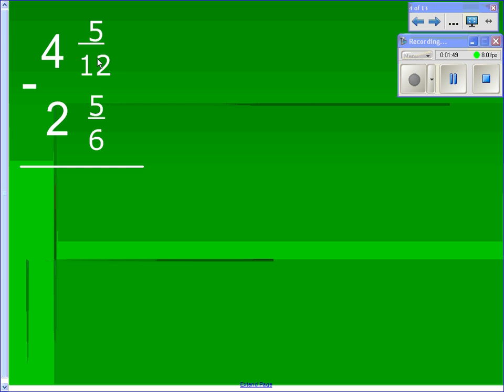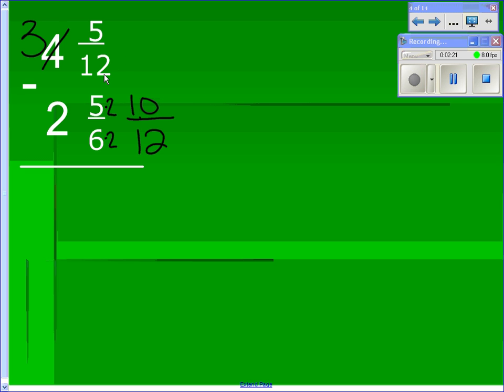So we don't have a common denominator, but we can change it. The common multiple between 12 and 6 is 12. So we're going to change 6 to 12, and you do that by multiplying by 2. 5 times 2 is 10. So now we have 5 minus 10. We know we cannot do that, so we are going to borrow from the 4, which makes that a 3.